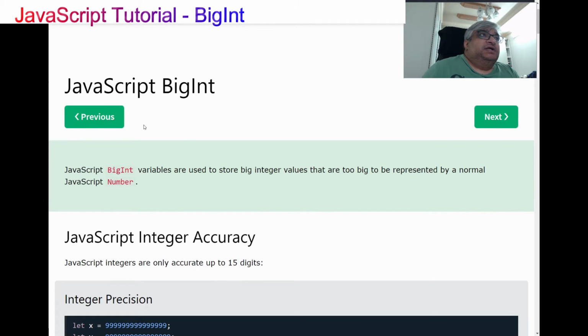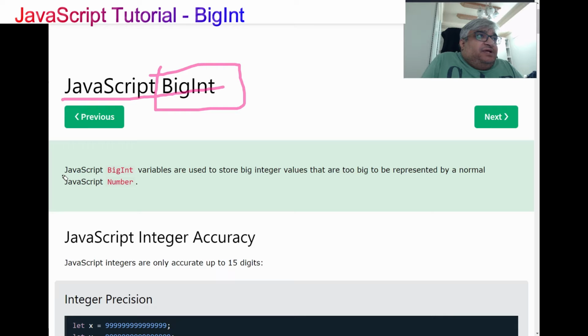We are going to study JavaScript BigInt. We have studied integers and numbers before, so what was the need to have this BigInt? Let's look at it in detail now.